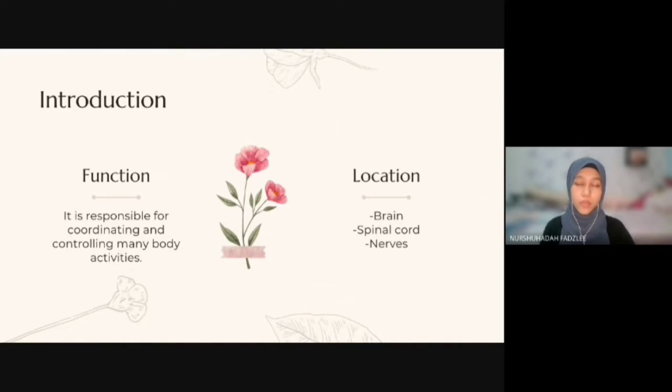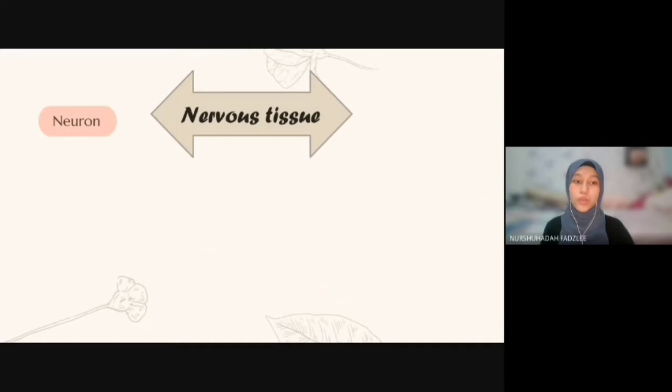Actually, nervous system is divided into two main parts, which is central nervous system and the other is peripheral nervous system. Brain and spinal cord is in the central nervous system and nerve is in the peripheral nervous system. And then we go to nervous tissue. Nervous tissue has neuron and neuroglia, or we can say glial cell.